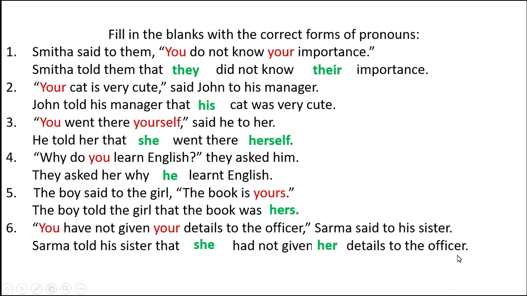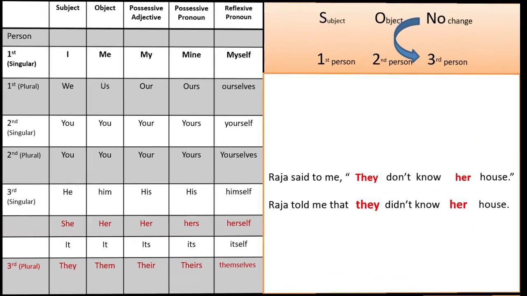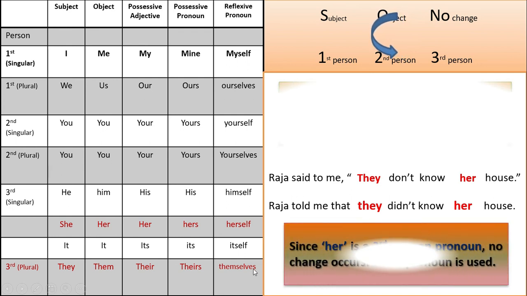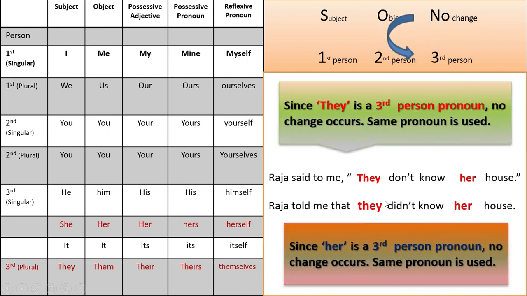So I hope you have done well. I hope you have done well with the exercise. Let's move on. And the third person pronouns. Now we learned that there is no change with third person pronouns. We just have to copy them down in reported speech too. Let's look at this. Raja said to me they don't know her house. Raja told me that they didn't know her house. Of course the tense change and reporting verb change. These things happen, but the pronouns don't change.